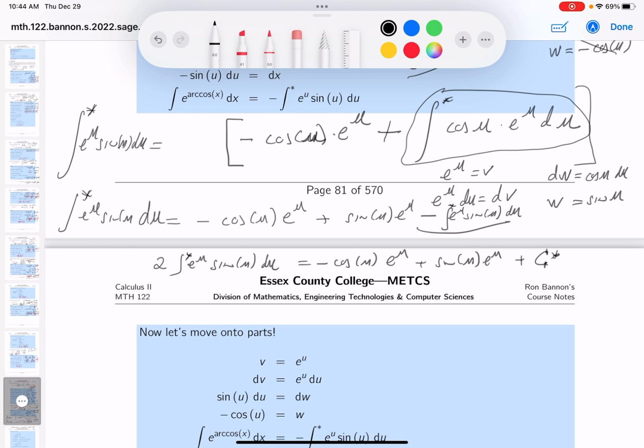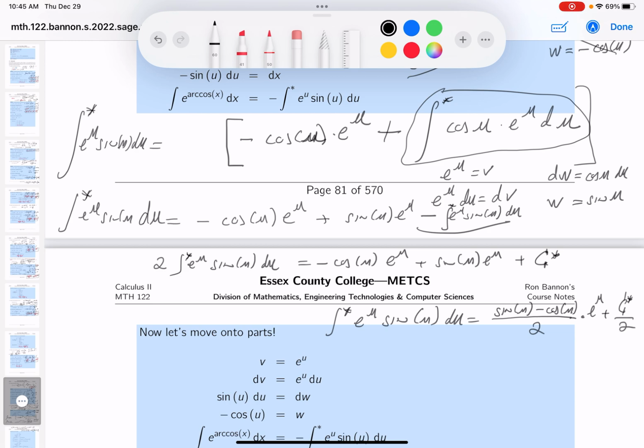Put a little star there. I'm going to divide both sides by 2 now. And what do you get? Well, you get the integral of e to the u sine u du is going to be, let's be real careful now, sine u minus cosine u times e to the u over 2 plus some constant divided by 2.